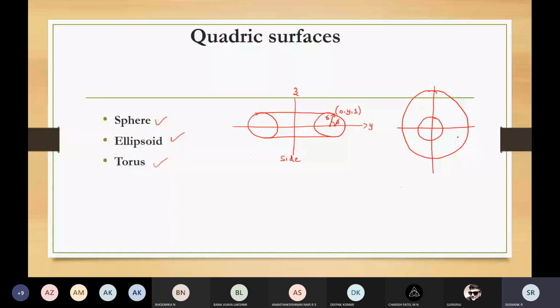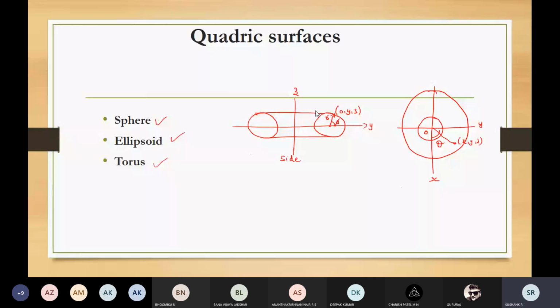Here a point is represented by x, y, z. This is the y-axis, this is the z-axis. No, this is not the z-axis, this is on the top. This is the x-axis, and this is the angle theta. This is the image corresponding to the torus. We have the side face view and also the top view.